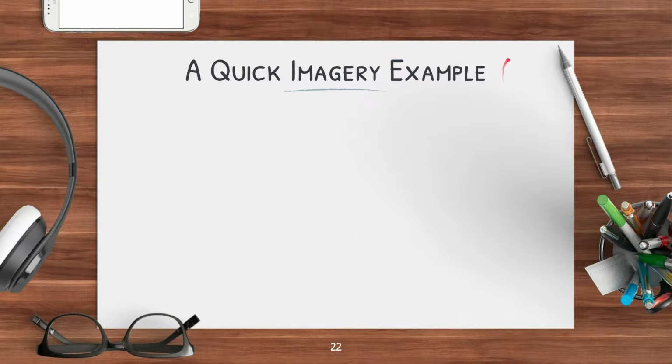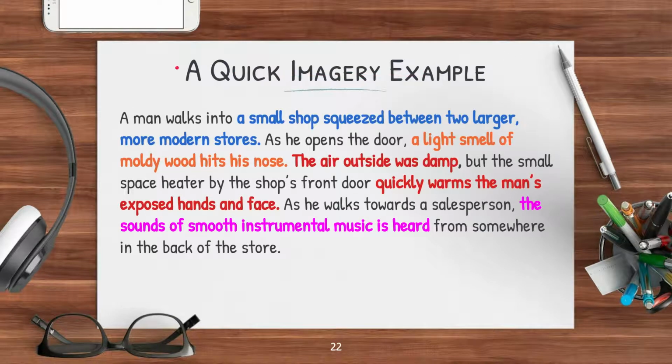A quick imagery example. A man walks into a small shop squeezed between two larger, more modern stores. As he opens the door, a light smell of moldy wood hits his nose. The air outside was damp, but the small space heater by the shop's front door quickly warmed the man's exposed hands and face. As he walks towards a salesperson, the sounds of smooth instrumental music is heard from somewhere in the back of the store.